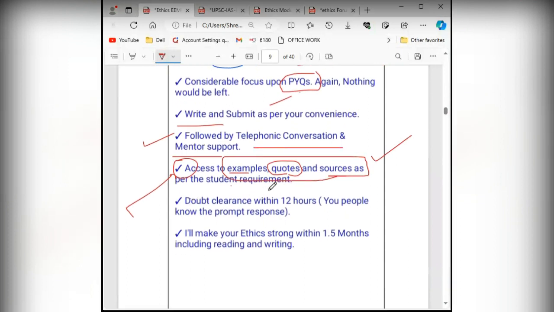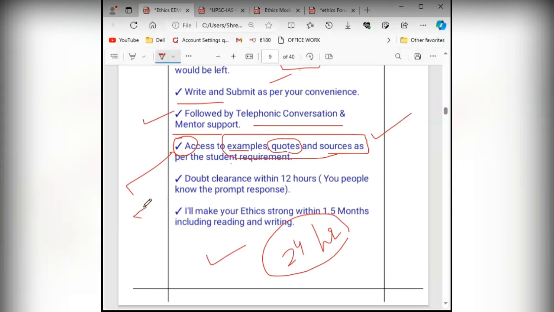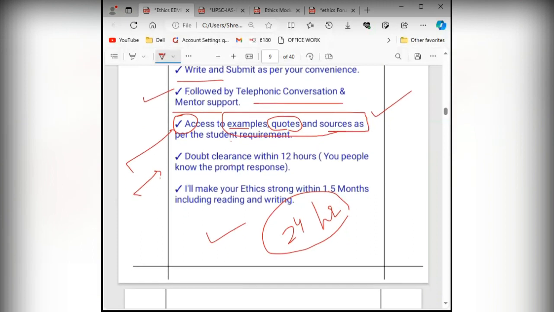Your sheet would be reviewed within 12 to 24 hours. 24 hours is the maximum period of time when you would receive your sheets. Your doubts and everything would be cleared promptly. The reviews, feedback, suggestions and discussion will not be delayed at any cost. Within at least 1.5 months or 2 months, you will have a strong grip over the concepts.